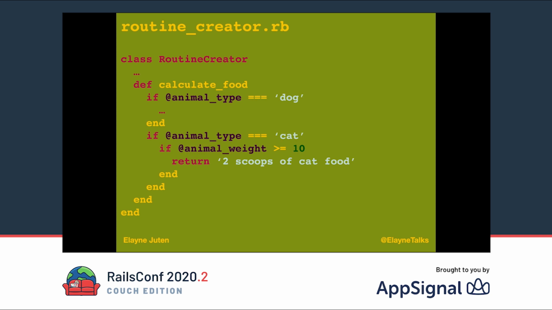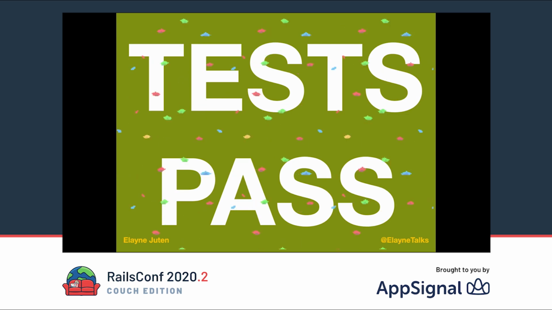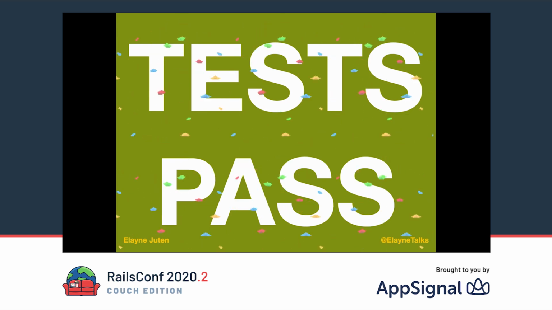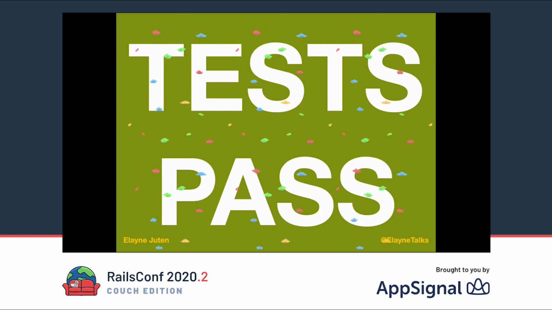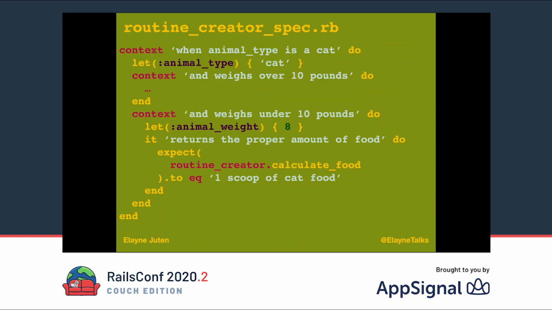We're going to add the check of if the animal type is a cat and the animal weight is over or equal to 10 pounds, it's going to return 2 scoops of cat food. We're going to run that test one more time, and the test passes. Again, we can commit that code, feeling good. So now we're going to add in the cats under 10 pounds.